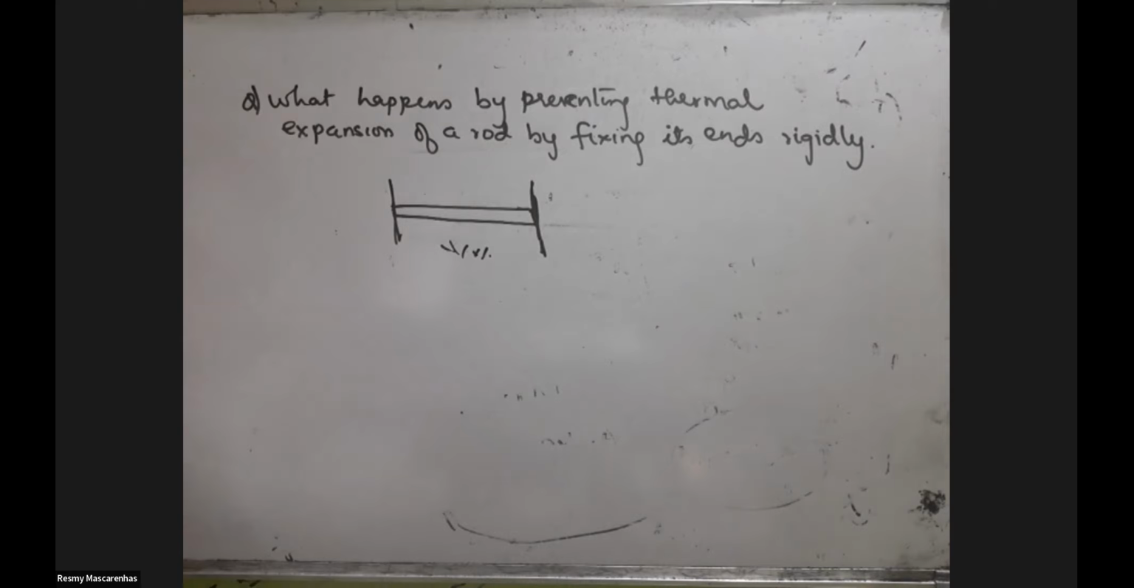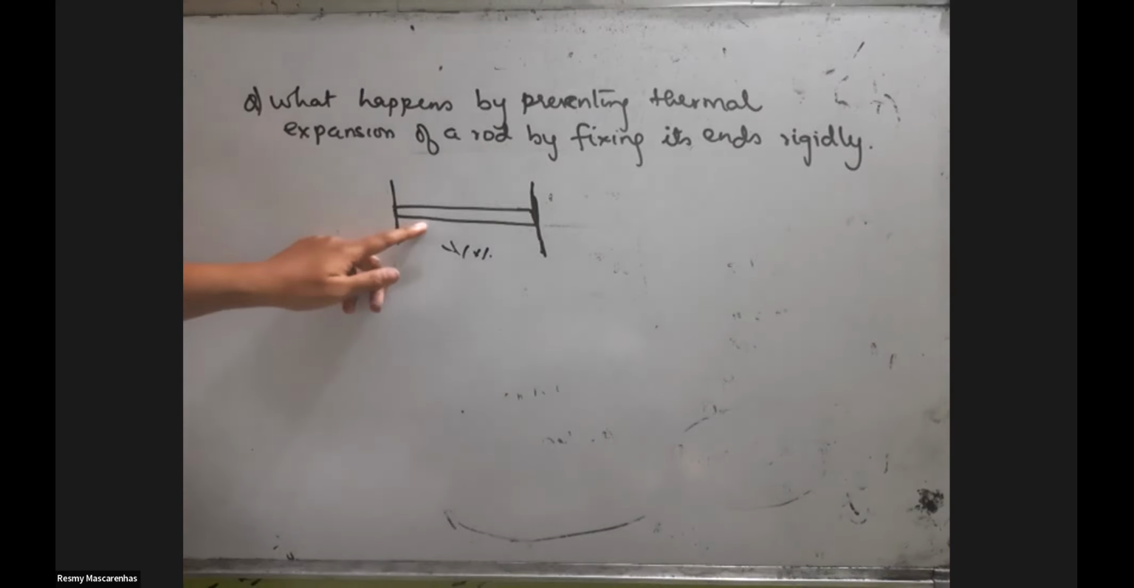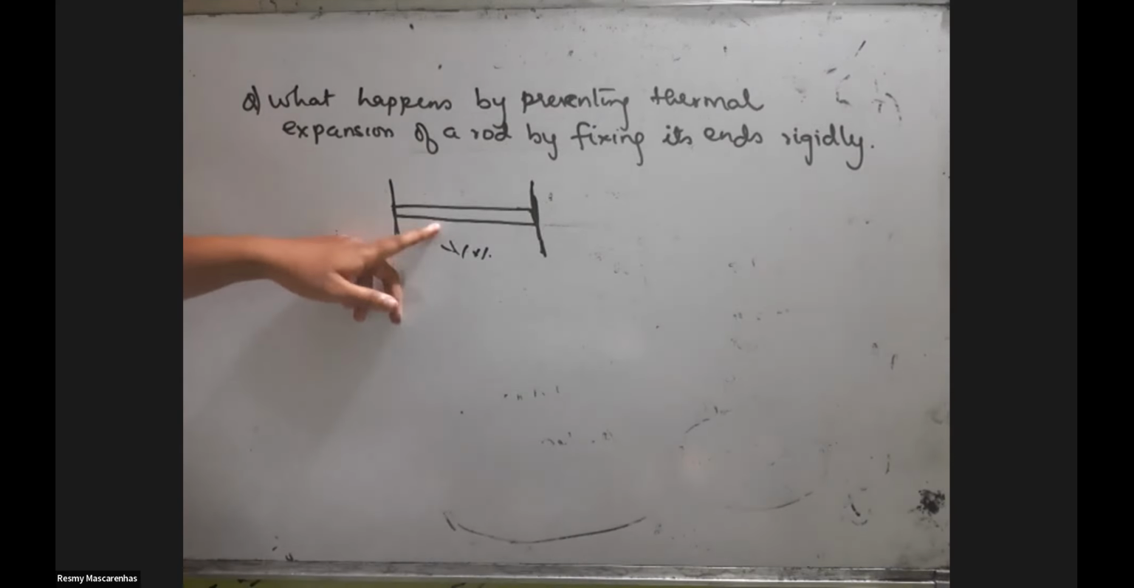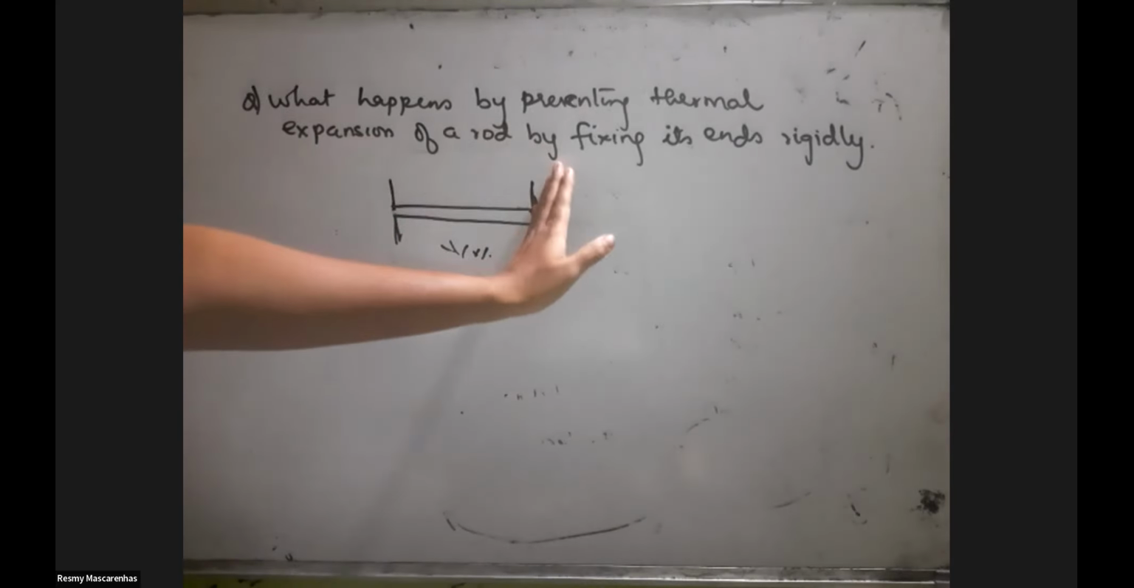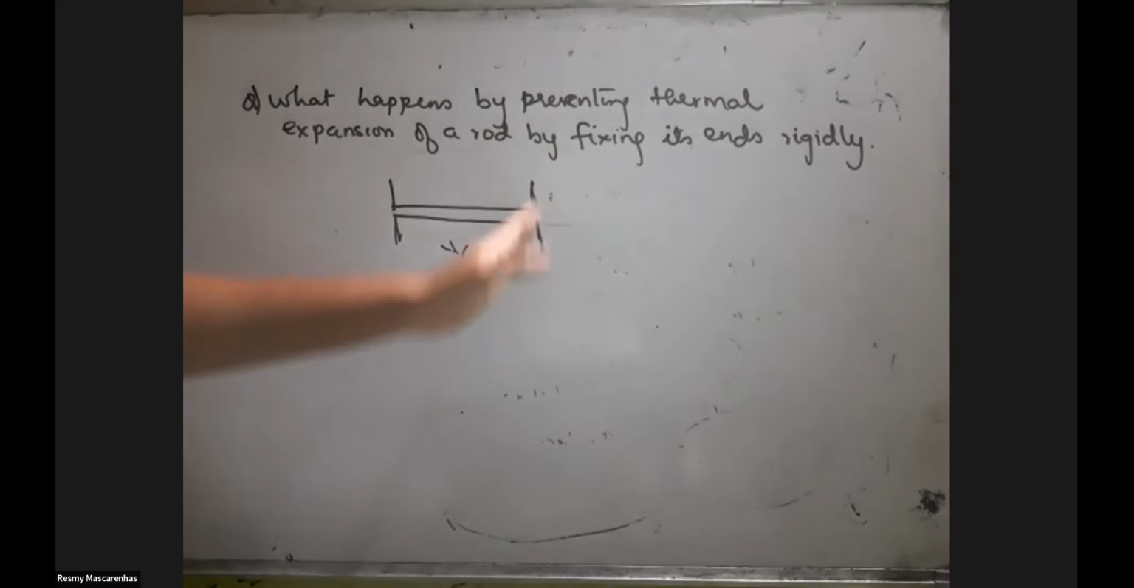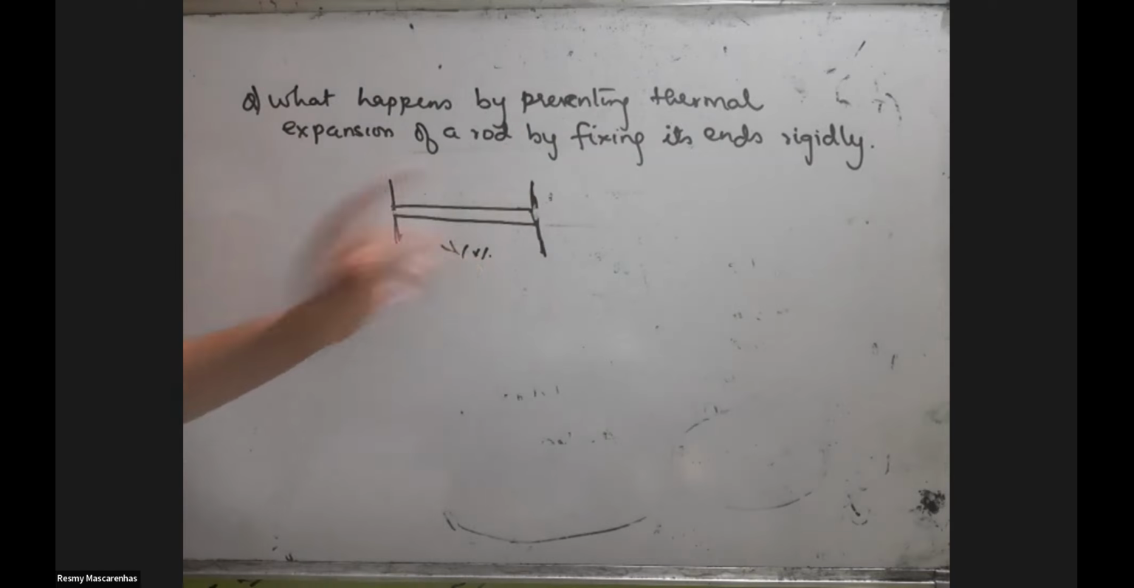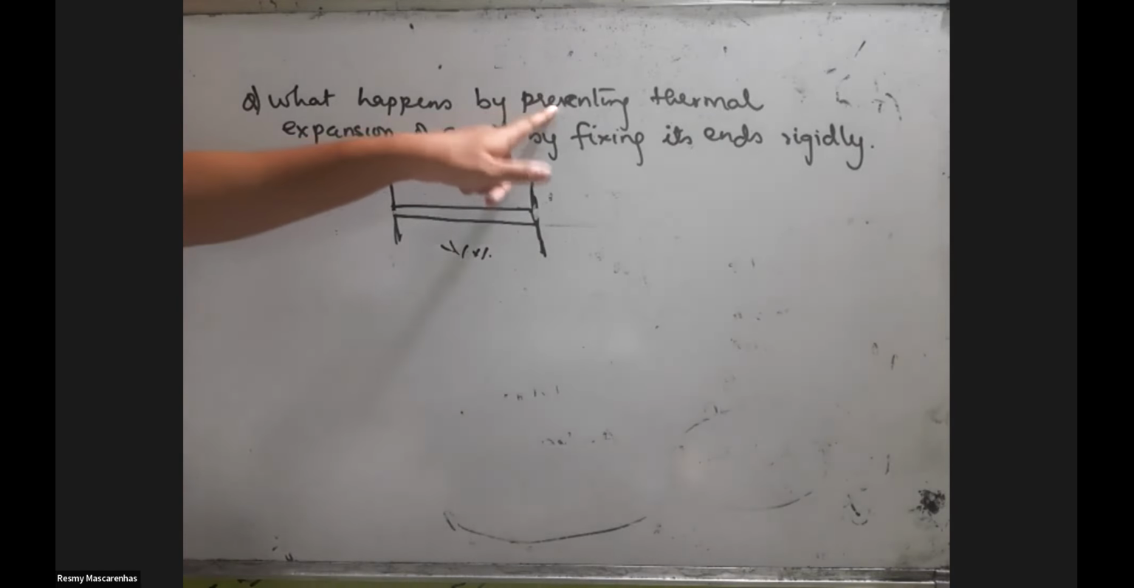Under normal conditions, what should happen? Whenever a lot of heat is provided, this rod should expand. But now we are not allowing the rod to expand. We are fixing it rigidly, like with some substance which is not allowing it to expand. It's fixed at both the ends. Now what will happen to this rod? We are preventing, means we are not allowing, thermal expansion.